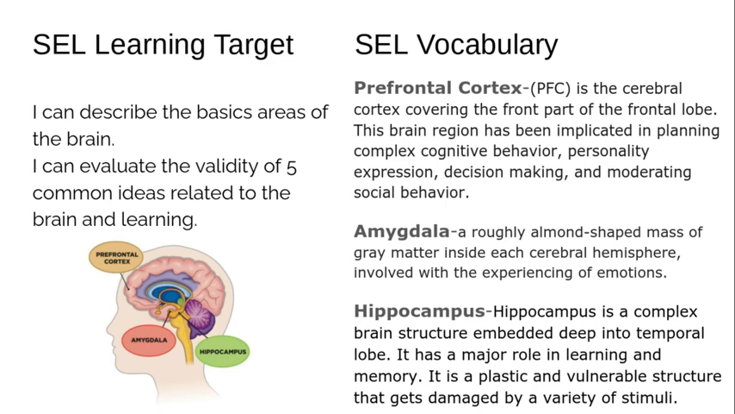We'll focus on the prefrontal cortex. This is the front part covering the frontal lobe, and this brain region usually focuses on planning, complex cognitive behavior, personality, decision making. Then we'll also look at the amygdala. This is the almond-shaped mass that is inside the cerebral hemisphere, and that's where our emotions come from. And then there's the hippocampus. This is a complex brain structure, and its major role is learning and memory.